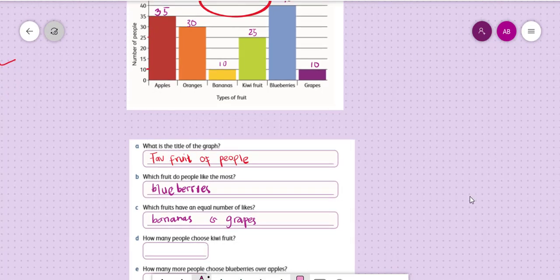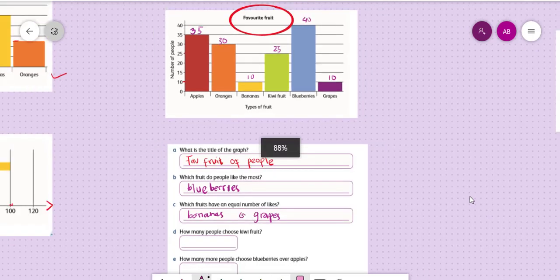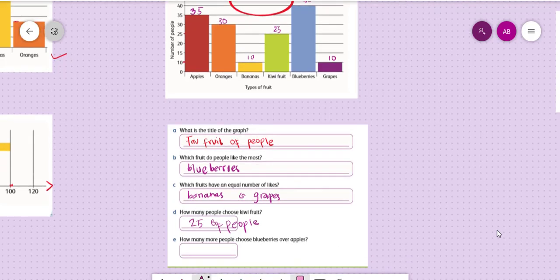Okay, now we will continue. How many people choose kiwi fruit? Look at this. How many people? Right, there are 25 people. Now, how many more people choose blueberries over apple? You see this, the blueberries has 40 people, so you write 40. And then you see the apple, how many people like apple, right? It is 35, so you subtract 35. So 40 subtract 35 is 5 people.